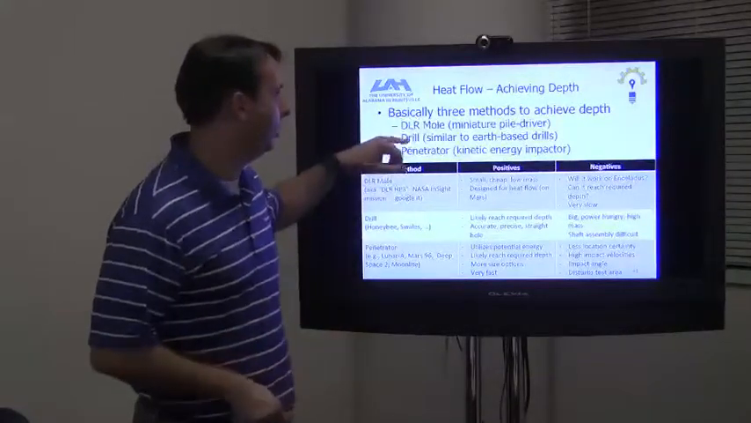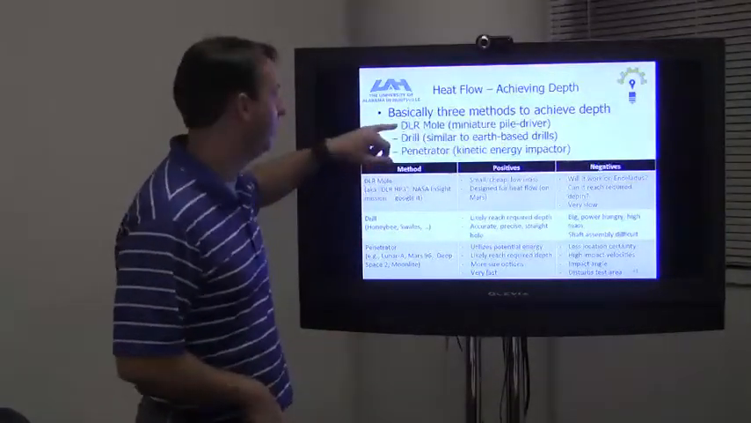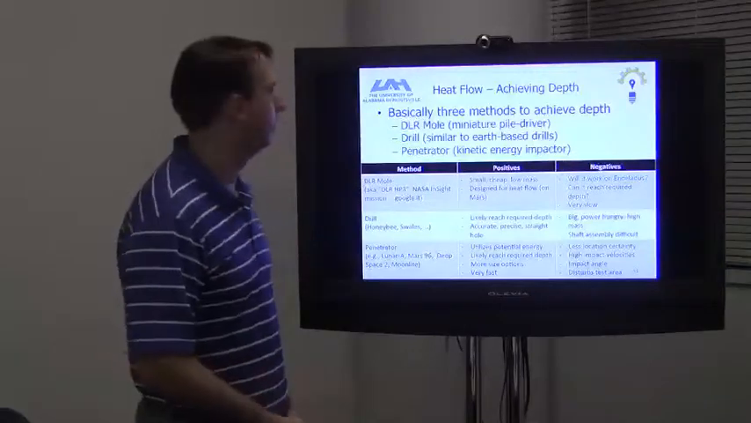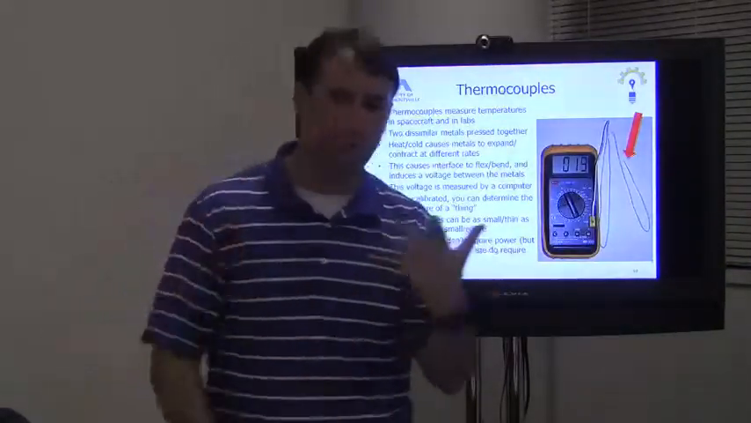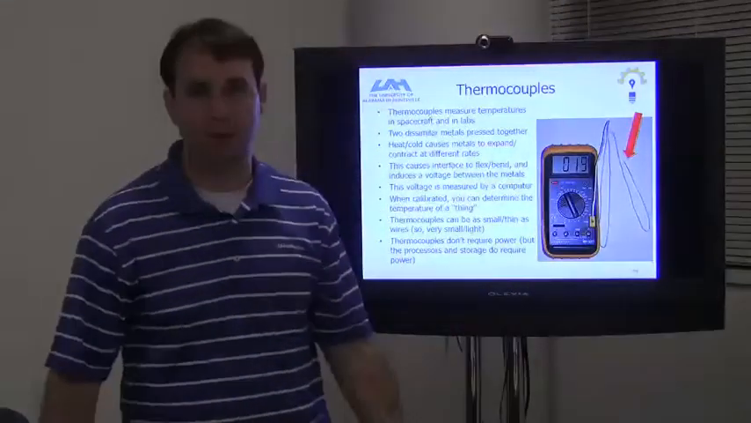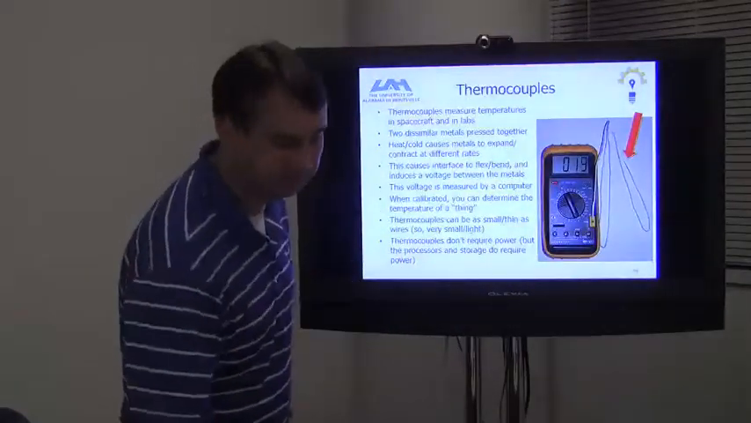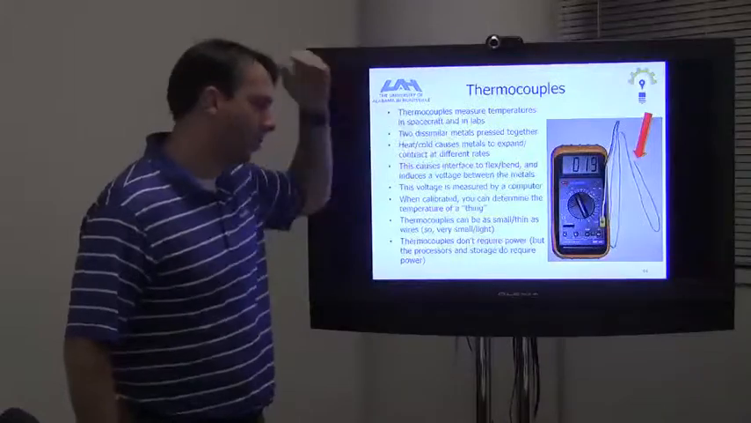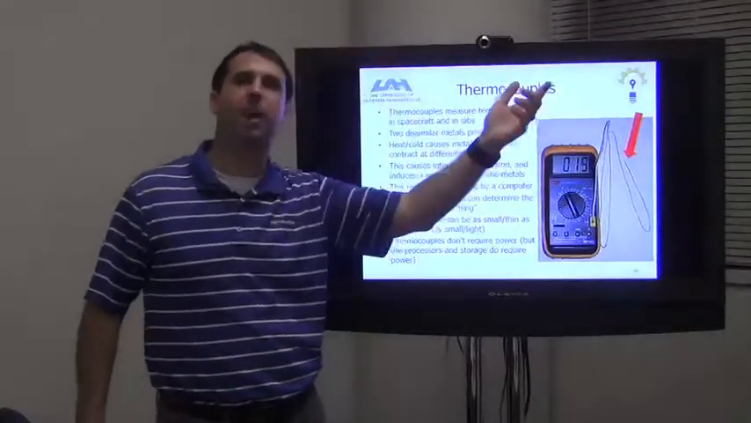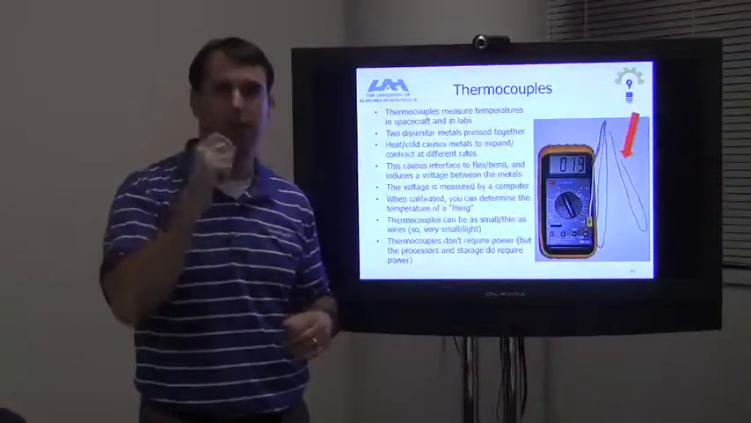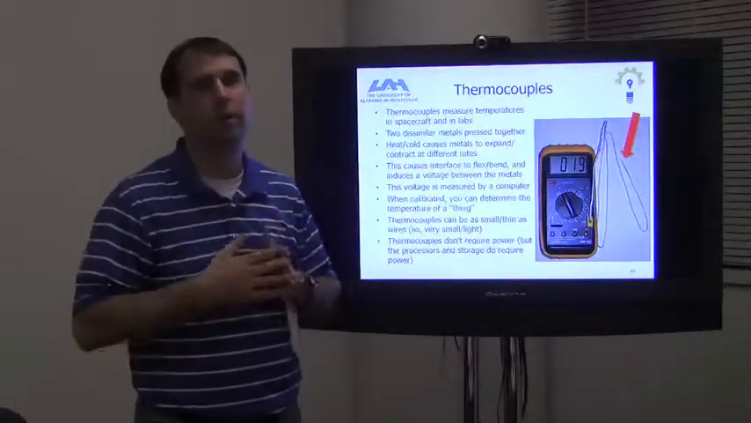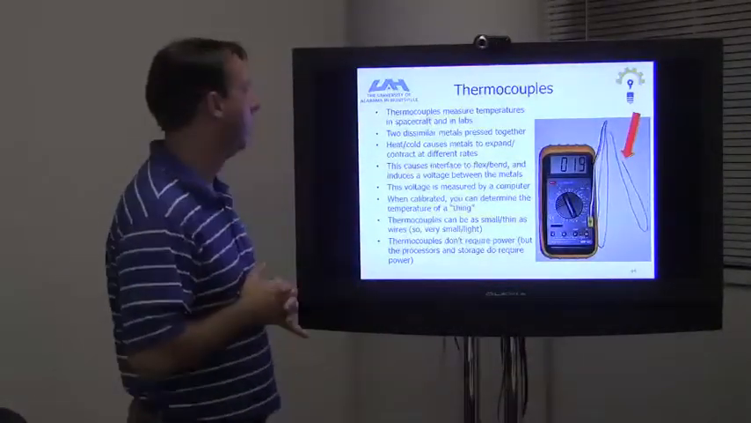So if you're going to look at heat flow, how do you get to your depth? These are basically the 3 ways to do it. Thermocouples. With temperature measurements, you're basically going to use a thermocouple. That's how you measure temperature. Thermocouples are how we measure temperature in the lab or on spacecraft. We don't just use a thermometer like a temporal scanner or a mercury thermometer. Those don't work. We use a thermocouple because they're more reliable.